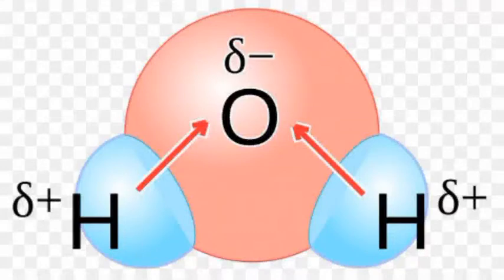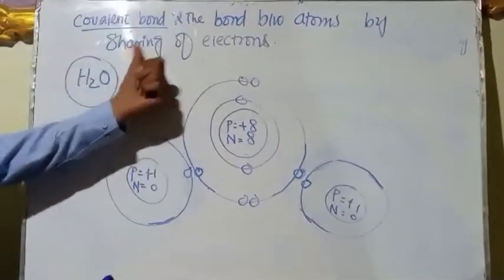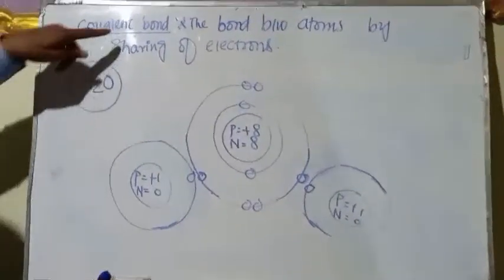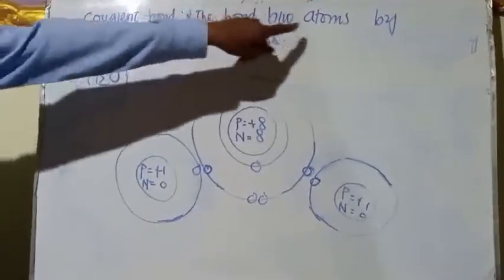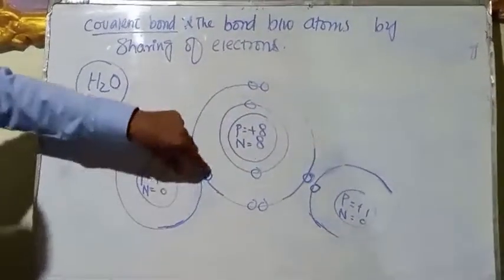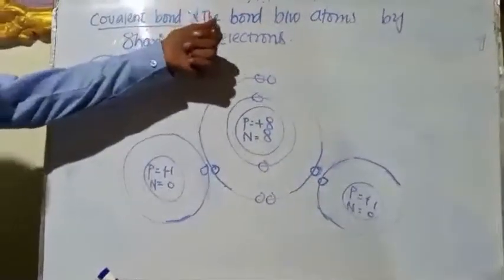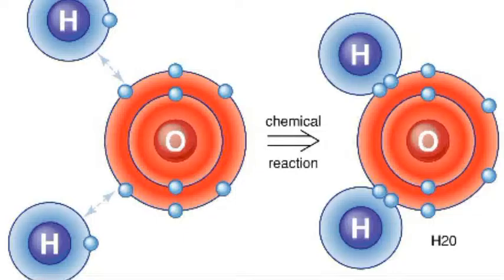So how is the covalent bond formed between atoms? The covalent bond is the bond between atoms by the sharing of electrons. If the electrons are shared between atoms, then the covalent bond is formed. So covalent bond is also attraction between the atoms, but the covalent bond is formed by the sharing of electrons.